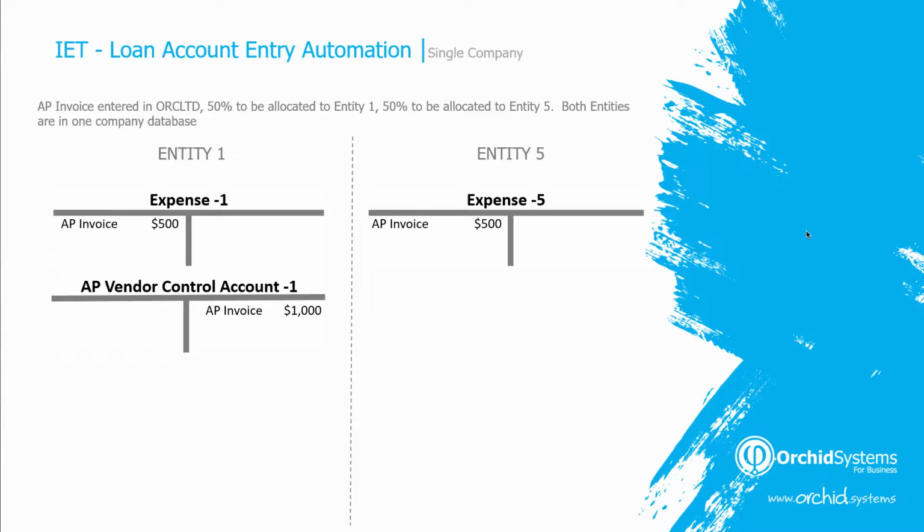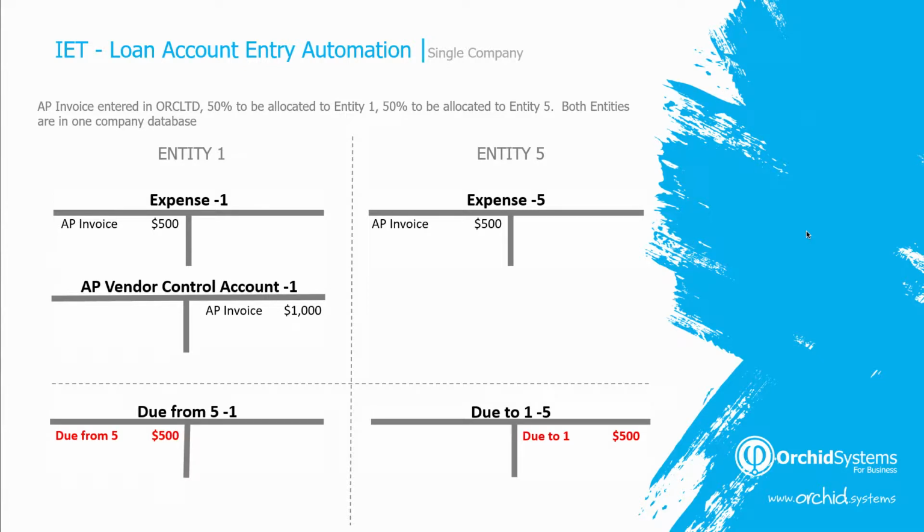When this batch is posted in the general ledger, inter-entity raises the due from and due to loan account entries to balance each entity. So due from 5 in 1's books will be debited with $500, and due to 1 in 5's books will be credited with $500.